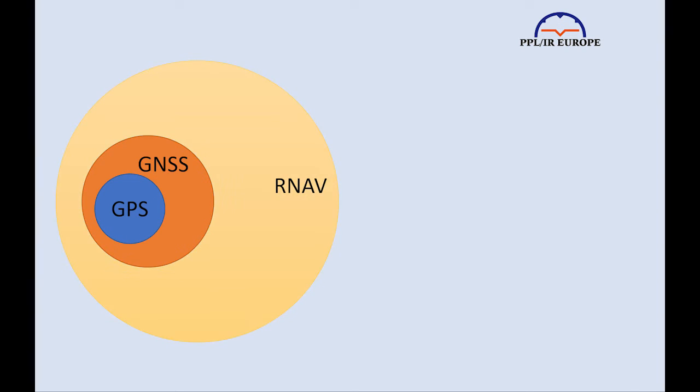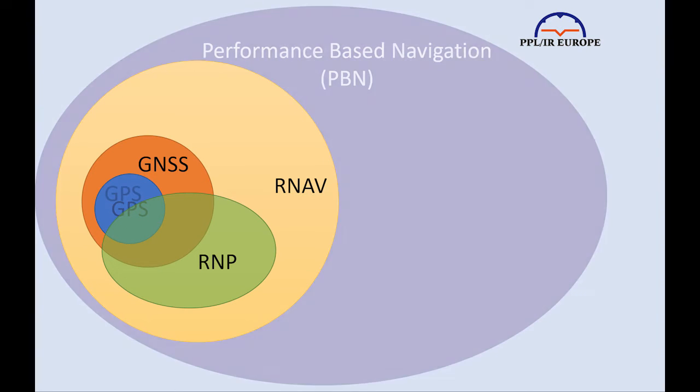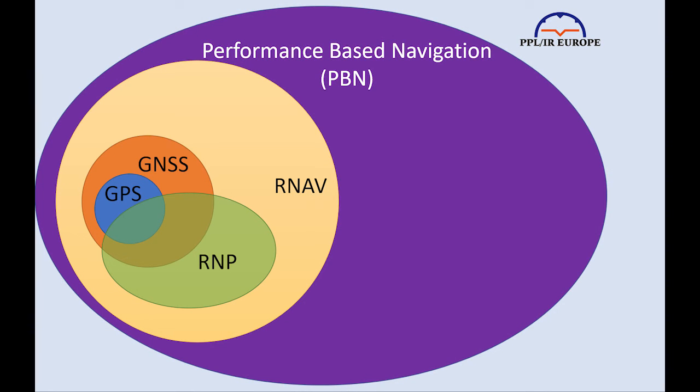So GPS is a type of GNSS, but there are other GNSSs, and GNSS is one way of achieving RNAV, but there are others. RNAV is enhanced by onboard monitoring to be called RNP, and RNAV and RNP form the navigational backbone of PBN, but there are many other components of the PBN system. So that leaves just one more acronym, PBN, Performance-Based Navigation.